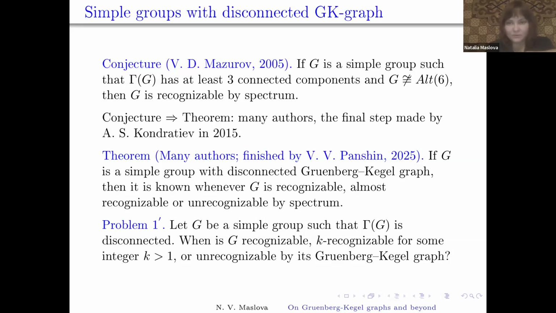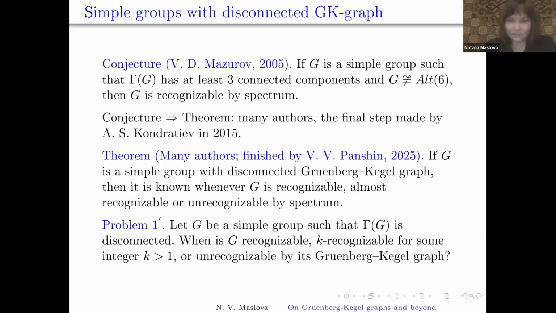This result belongs to many authors, and the final step was made by Viktor Panshin. He is a PhD student from Novosibirsk. A preprint of this paper is now on arXiv. You can easily find it. Here is a partial case of our general problem 1.